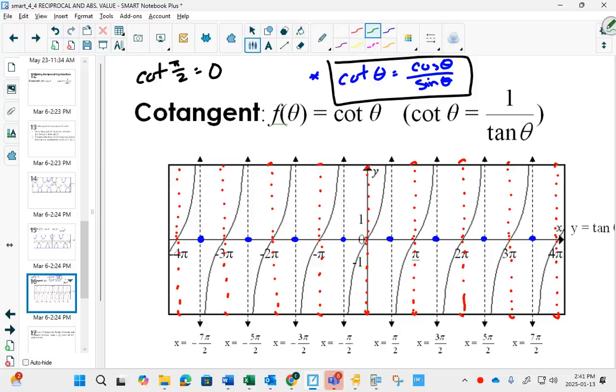Next, on your tangent graph, you would have the point pi over 4 comma 1, right? Because tan of pi over 4 is 1. So on your cotangent graph, you'd have cotangent of pi over 4 is also 1. Because you just do the reciprocal, you get 1 over 1. So I'm going to go on my graph, and wherever the y value is 1, those points would stay the same. And similarly, wherever the y values are negative 1, those points would stay the same.